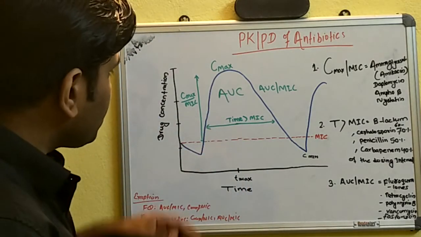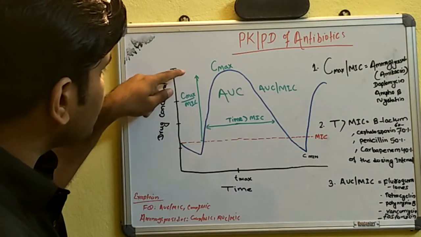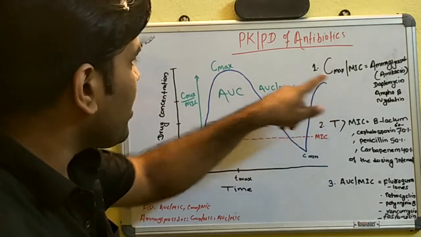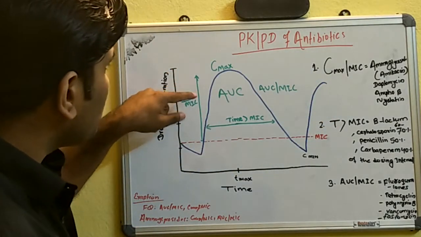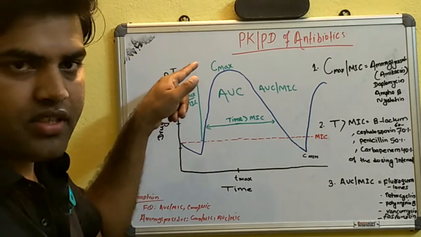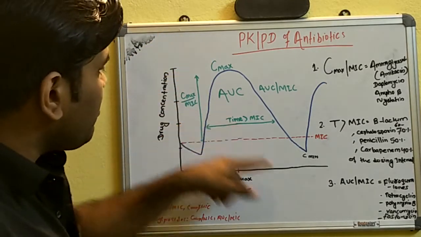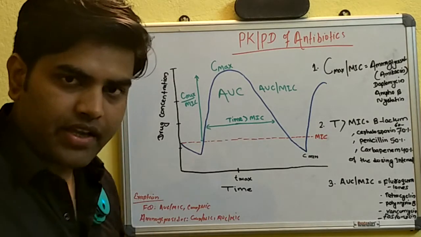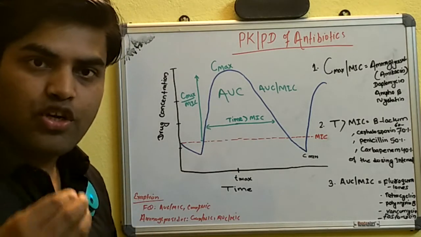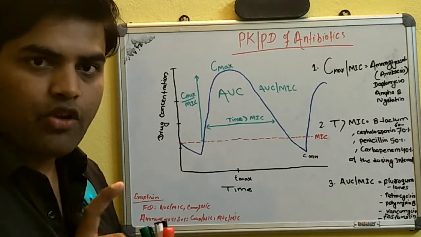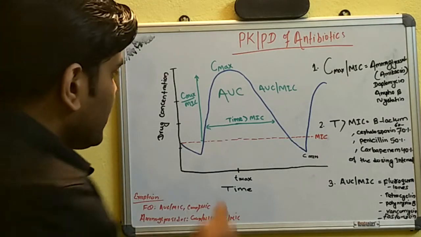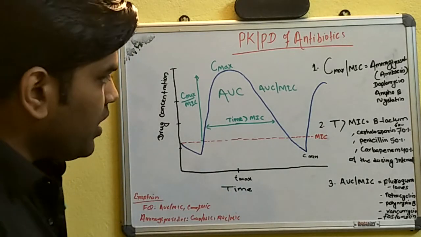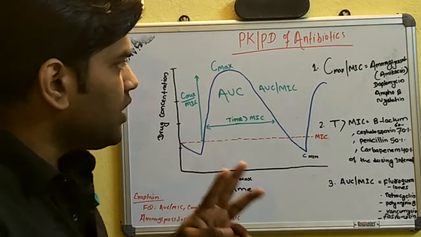What we are saying is that for this group of antibiotics, the more we increase the concentration of the antibiotic, the more it will kill the organism. AUC by MIC means the area under the curve: the amount of antibiotic exposed to a certain organism over 24 hours. That is area under the curve, divided by MIC. So we have come to know there are three.